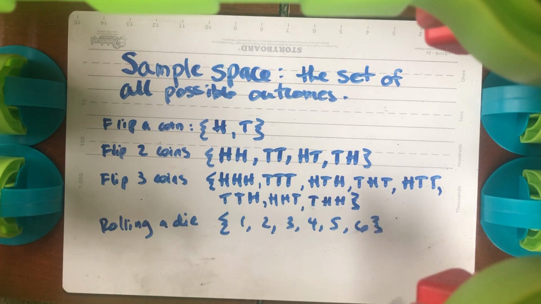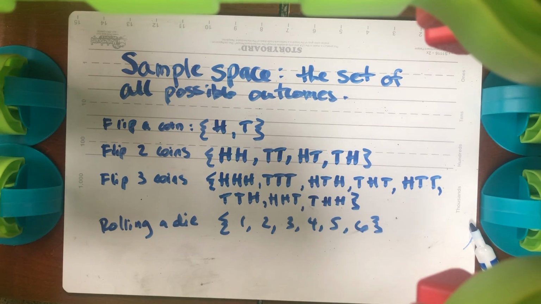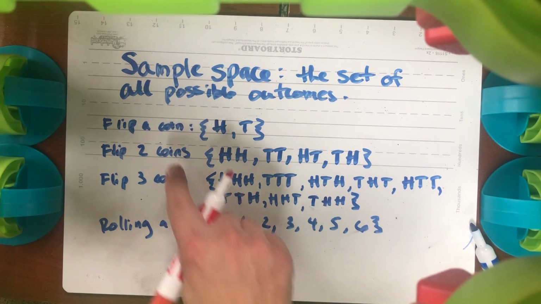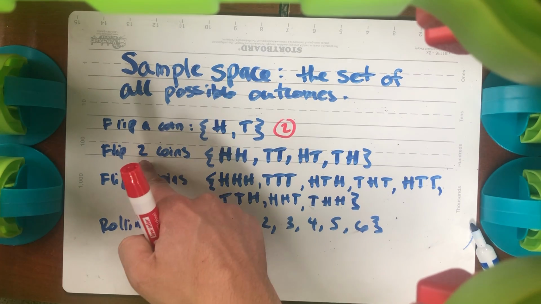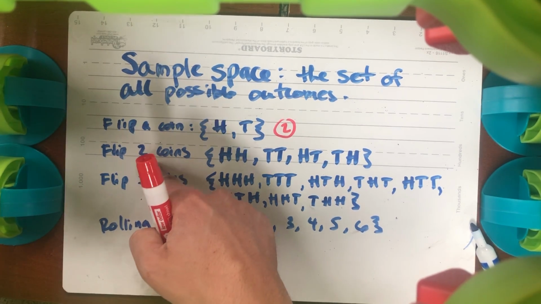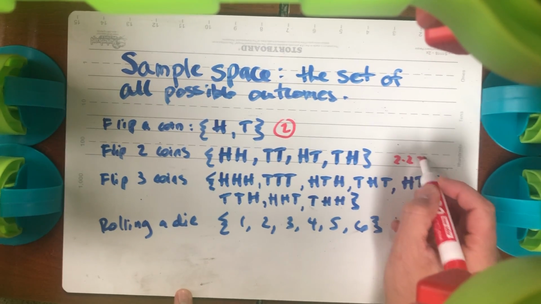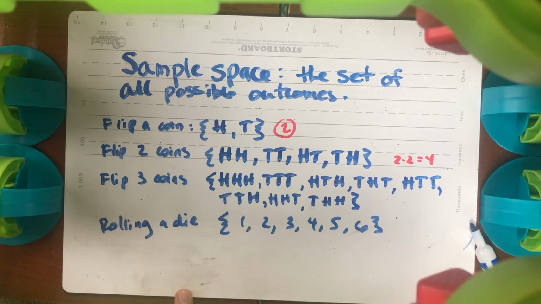A nifty little trick that I learned is that if you want to figure out how many items there should be in a sample space, just ask yourself how many possible outcomes. So flipping a coin, 2 outcomes. So that makes sense that we'd have 2. Flipping a coin, 2 outcomes. Flipping the second coin, 2 outcomes. And 2 times 2 is 4. And you can see we have 4 outcomes here.